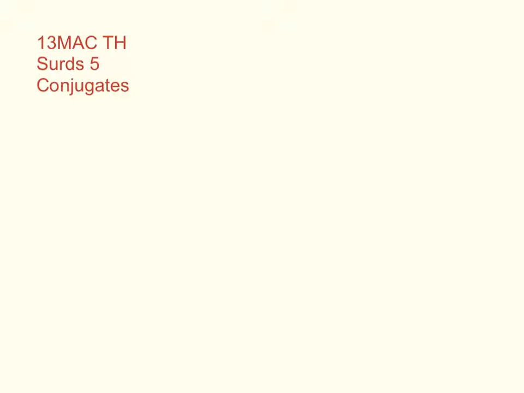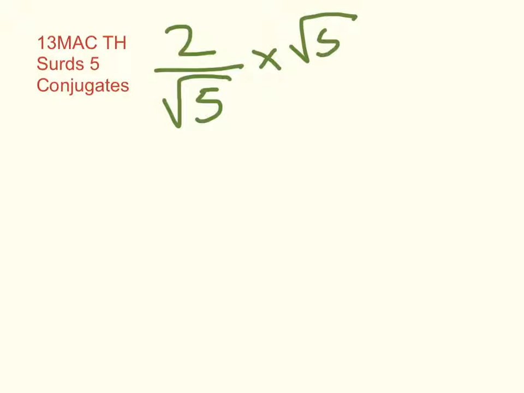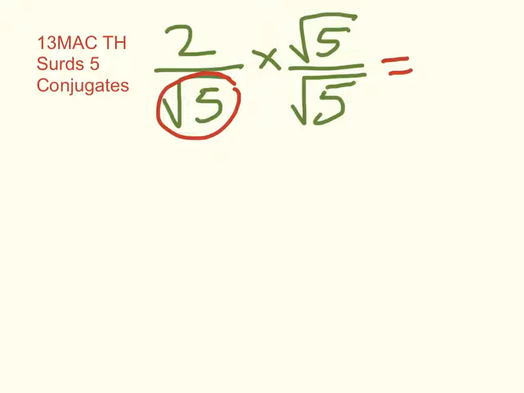Kia ora. This video follows on from Surds 4, where we learnt something called rationalizing the denominator. So we don't ever want to have surds left in the denominator. So when we have a simple surd like 2 divided by root 5, we multiply the top and the bottom by root 5. And this leaves us with 2 root 5 divided by 5, which is much more elegant.